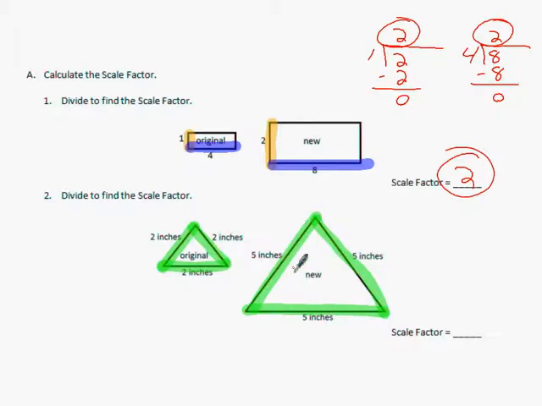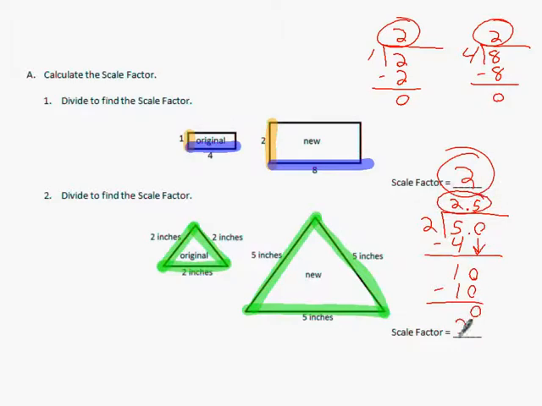Pick one of these 5s, goes inside the box, divided by one of these 2s. 2 goes into 5 2 times. 2 times 2 is 4. Subtract, we have one remainder. We don't use remainders anymore. When you have a remainder, you add a dot 0. Bring that down. 2 goes into 10 5 times. 5 times 2 is 10. Subtract, we have nothing left. Decimal goes in your answer. Our answer is a scale factor of 2.5.